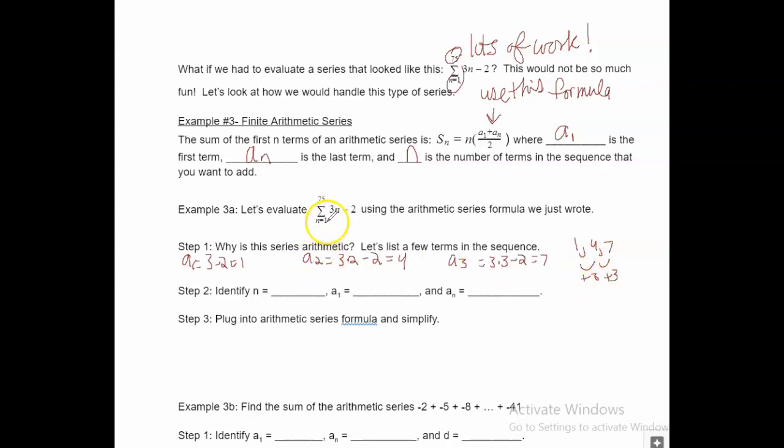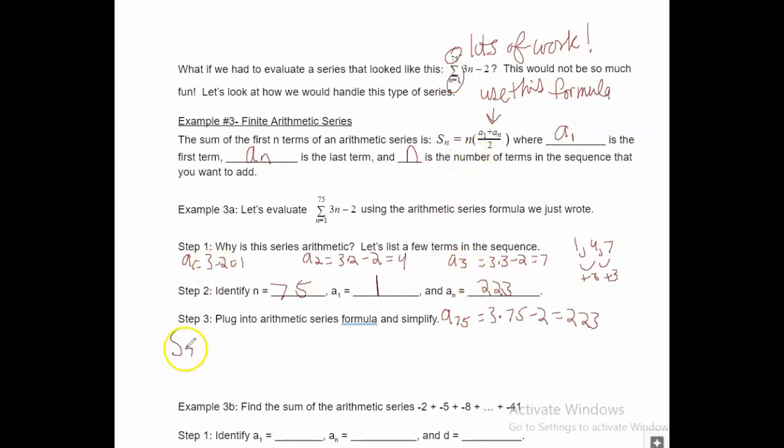So n, I want to add 75 terms. My first term is 1. What is my An? So I want A of 75. If I put a 75 into this equation, I end up with 223. So now I'm going to use this.